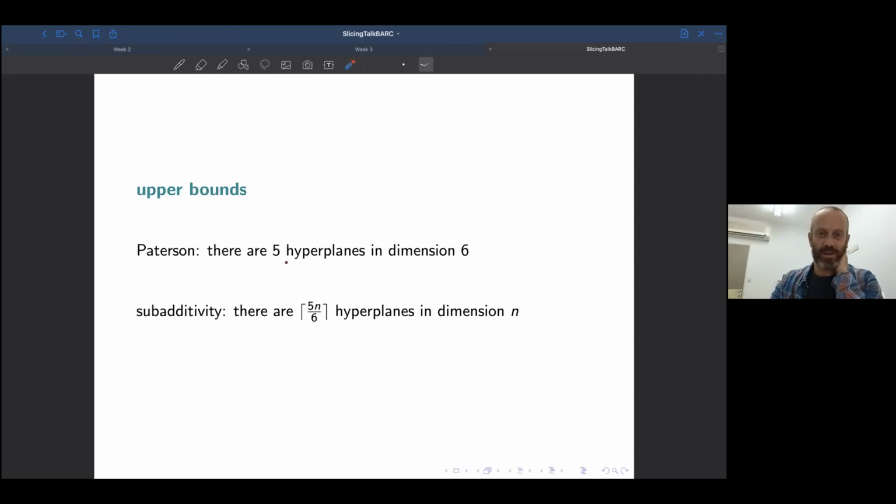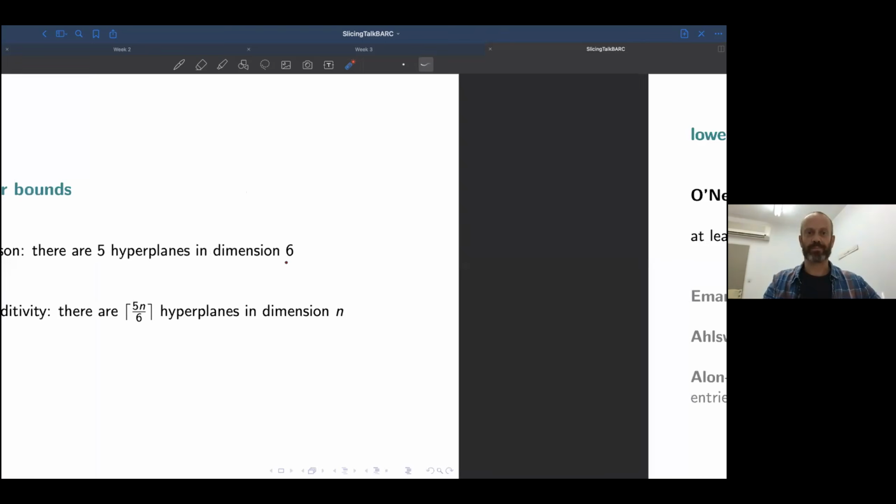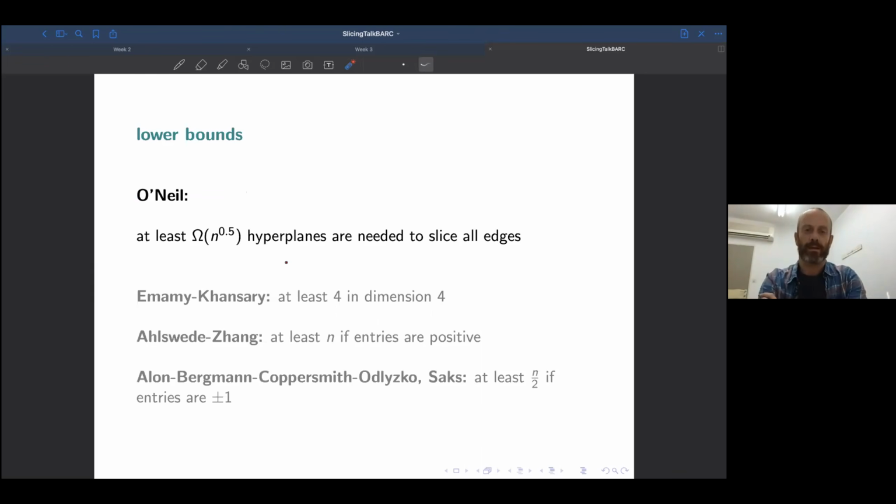Okay, so this is the best construction we know. And the topic I want to understand is how to prove a lower bound on these numbers. The first person who proved a lower bound was O'Neill, in the 1970s. He proved that we need at least square root of n hyperplanes in order to slice all edges. I will explain his proof later on.